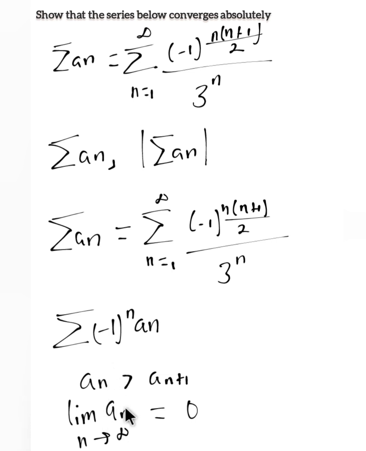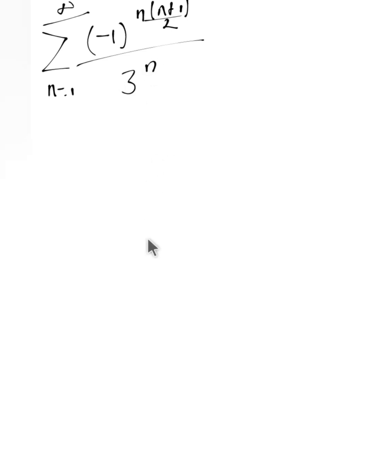So now let's see if this series satisfies both conditions. Remember that the series from n equals 1 to infinity of minus 1 all raised to the power n times n plus 1 divided by 2, all over 3 raised to the power n, is the given series. We are going to test by the alternating series test if this series converges. Now the alternating series has the form the summation of minus 1 raised to the power n of an. So from this, what exactly is an?